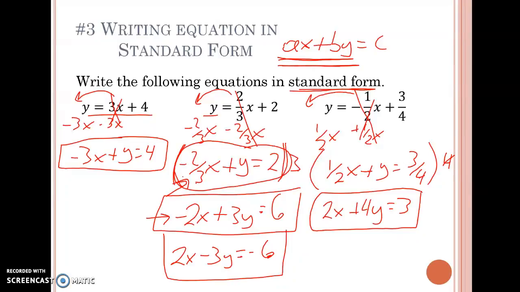So that's the third thing that we're doing today. We're taking equations, all of which happen to be in slope-intercept form, and changing them and putting them into standard form. And that's what we're working on in our homework assignment today.